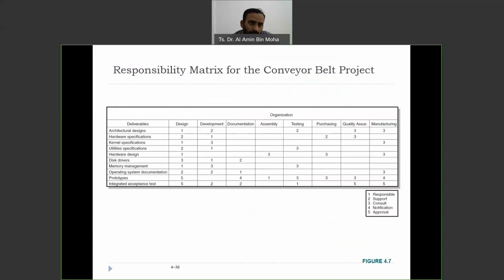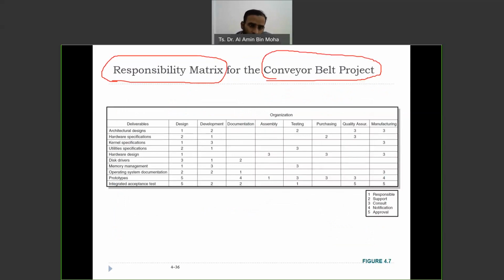This is another example for responsibility. As I told you, we don't have a specific template, but we customize it based on our needs. So this is for a conveyor belt. Here, the map is not based on individual, but based on organization. Not the task, but deliverables, the output. Who's going to do which process? They have their design department, development department, documentation department, assembly, testing, purchasing, quality assurance, and manufacturing.